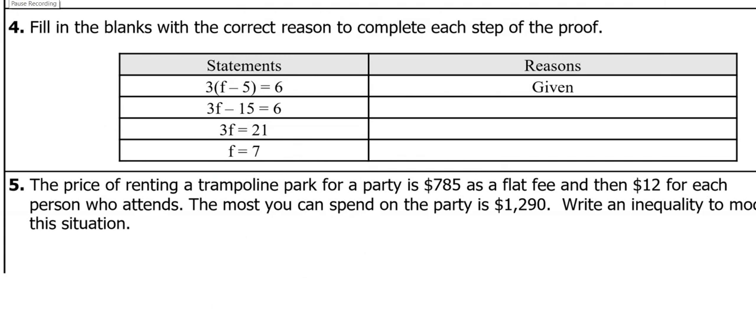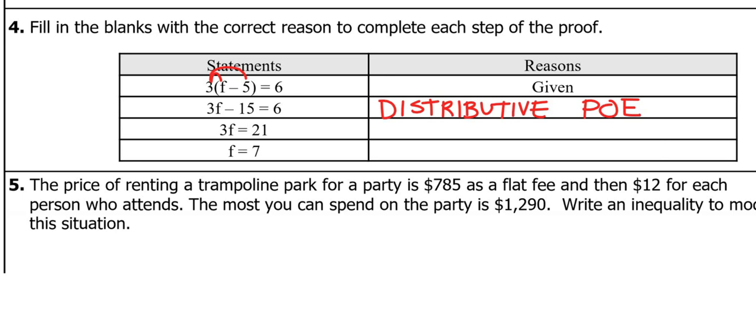Number 4. Fill in the blanks with the correct reason to complete each step of the proof. Okay, so first statement. 3 times f minus 5 equals 6. Well, that's given to you. All right, next step. 3f minus 15 equals 6. Well, notice the parentheses are gone. So somebody distributed the 3 to the f and 3 times the negative 5 to get 3f minus 15 equals 6. So this is the distributive property of equality. So I'm going to write PO, property of equality.